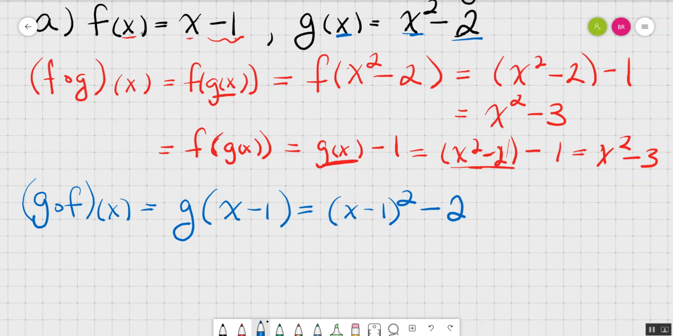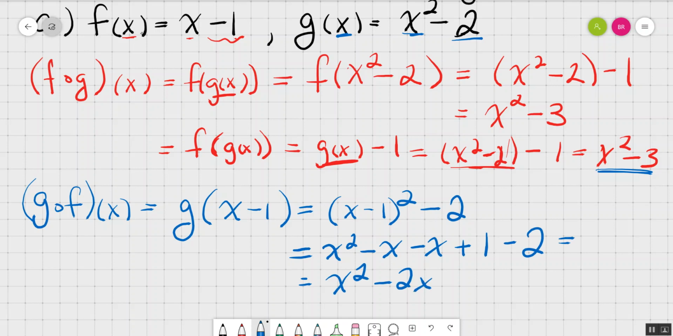So notice how this looks different than what we got when we did f compose g. If I wanted to at this stage simplify stuff, I really need to FOIL this out. So I'm going to do x minus 1 and FOIL it. I'll get my firsts, x times x, so x squared, my inners, minus 1 times x, my outers, x times minus 1, which is also a minus x, and then my last, minus 1 times minus 1, which will give me a plus 1. And then I have that minus 2 from the outside there. If I combine all those, I'll get x squared minus 2x plus 1.